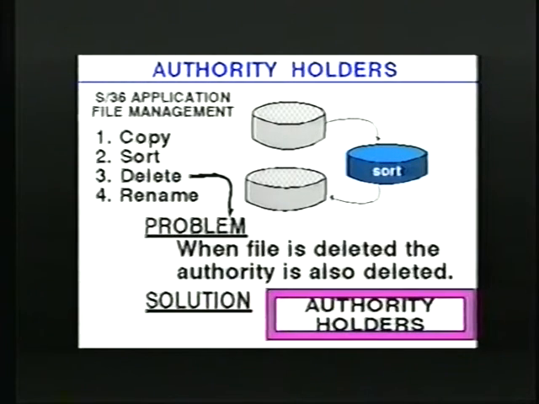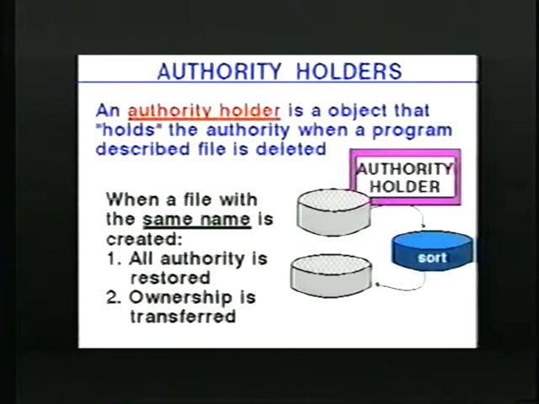Assuming that you've secured the file at the top, in step 1, and at step 3 you delete the file, then when you delete the file, all the authority that you added to the file is lost. Well, this was not a desirable situation, so IBM invented the concept of an authority holder. What is an authority holder?